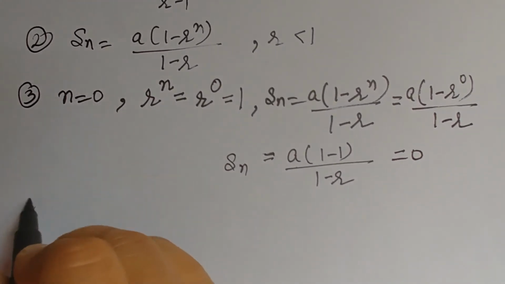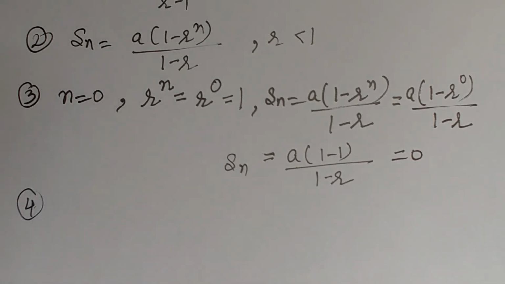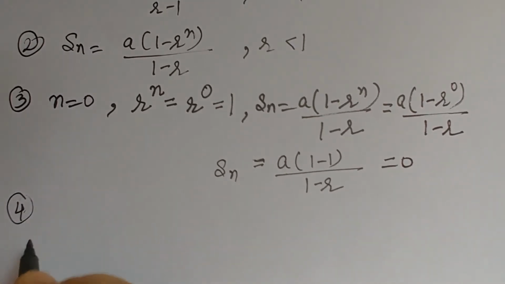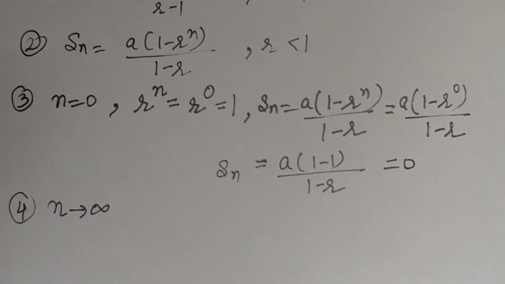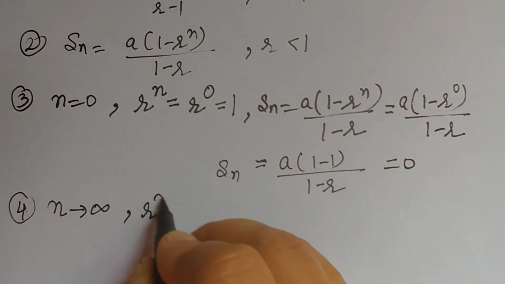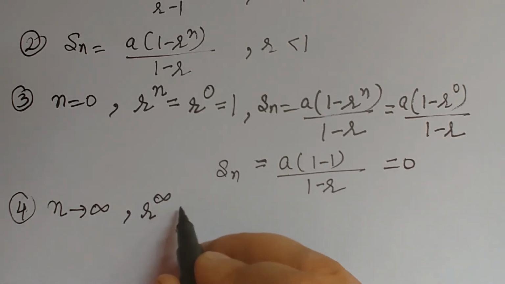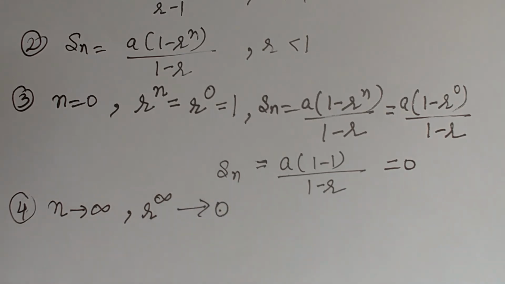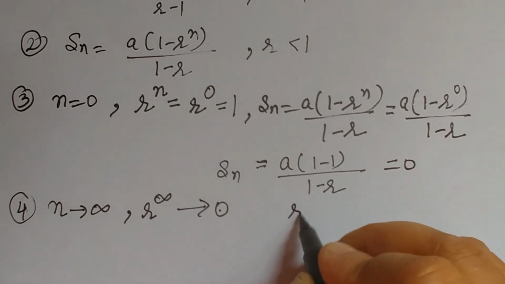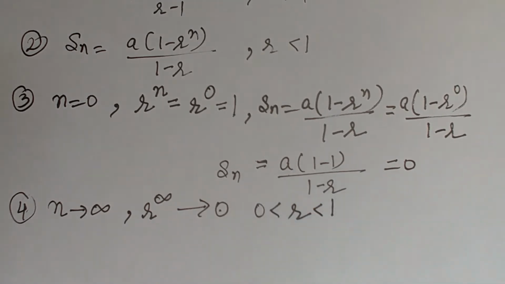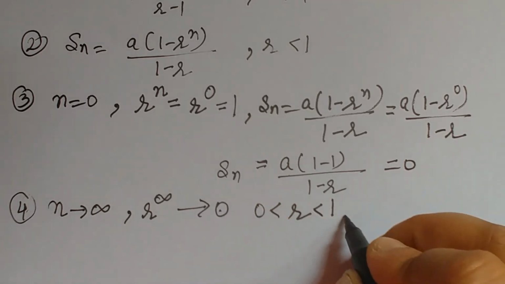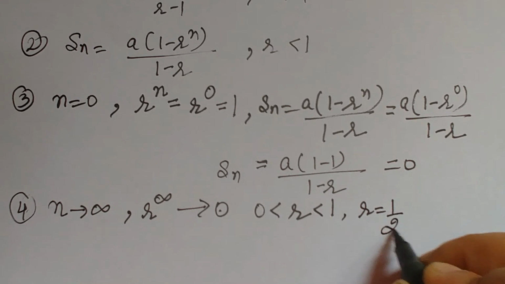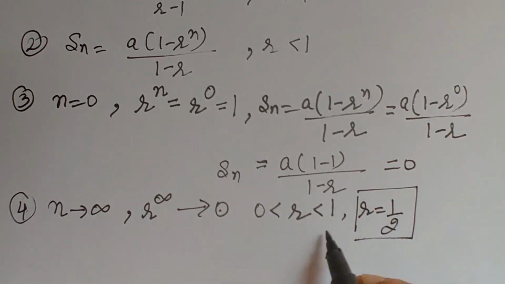Now, the next case, which is the sum to infinite terms of a GP. That means when n approaches infinity, a very big number. Now it will become r raised to power infinity, and this r raised to power infinity is approaching 0. Why? Because this is the case when r is greater than 0 and less than 1, meaning a number lying between 0 and 1. For example, let us take r as half.